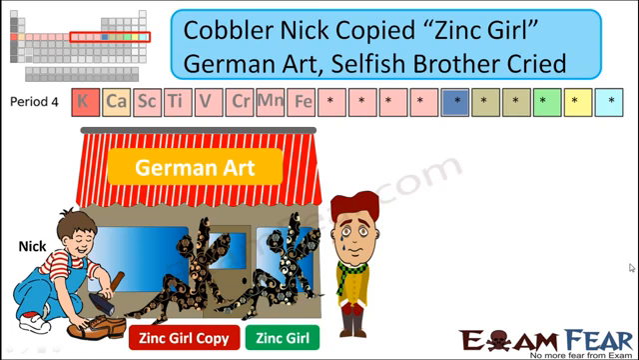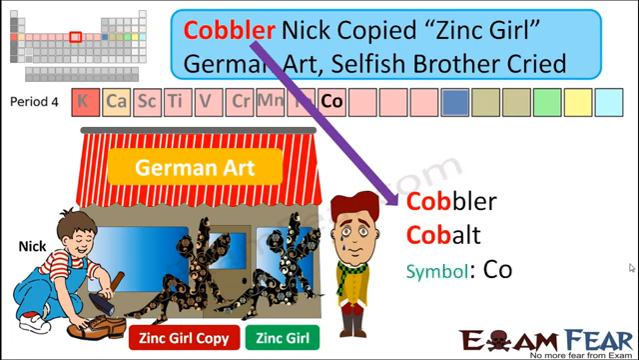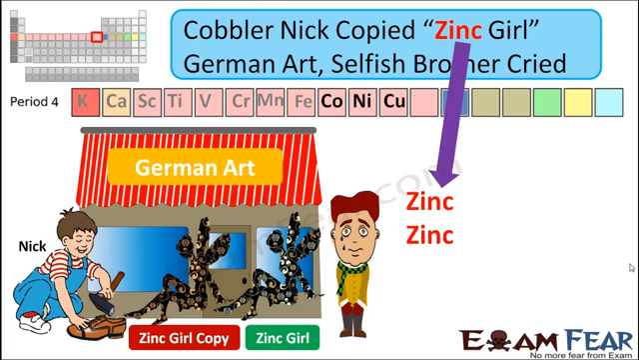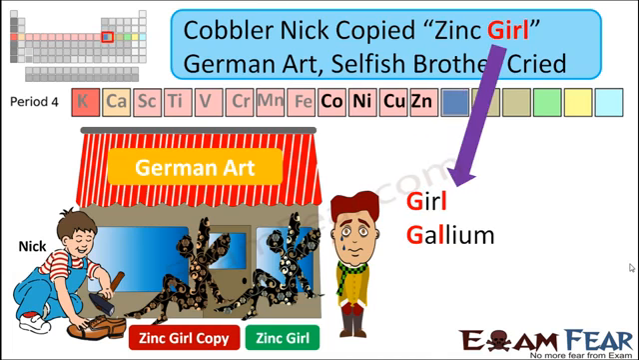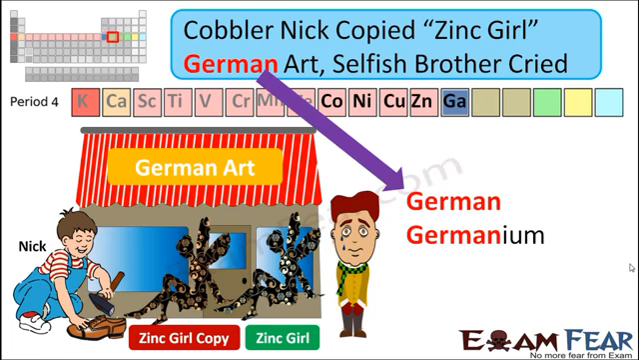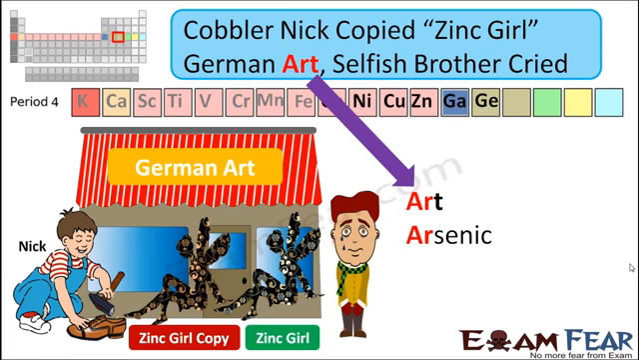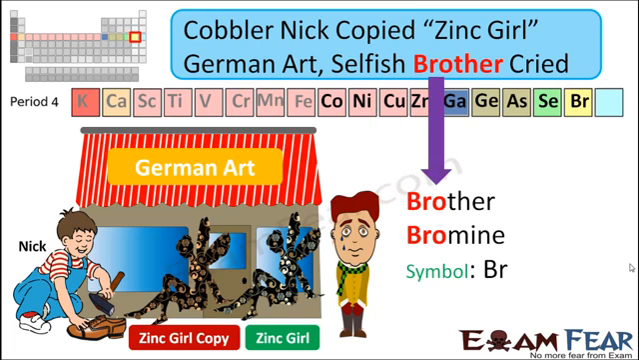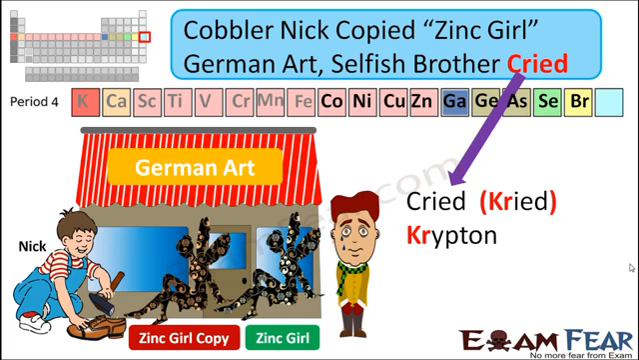Okay, so here cobbler reminds of cobalt, Nick nickel, copied reminds of copper, zinc is of course zinc, girl reminds of gallium, German germanium, art reminds of arsenic with symbol AS and not AR. AR is argon, so arsenic is AS. Selfish reminds of selenium. So cell in selfish, cell in selenium. Brother reminds of bromine. So you have a bro in brother, you have a bro in bromine. And finally, cried reminds of krypton.